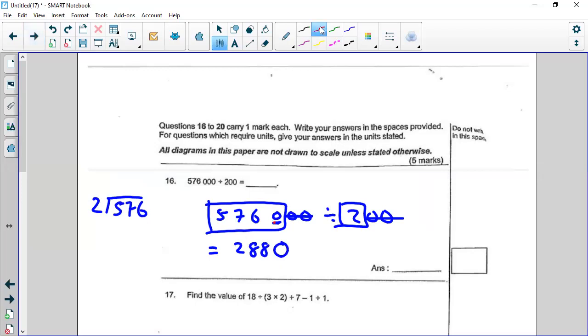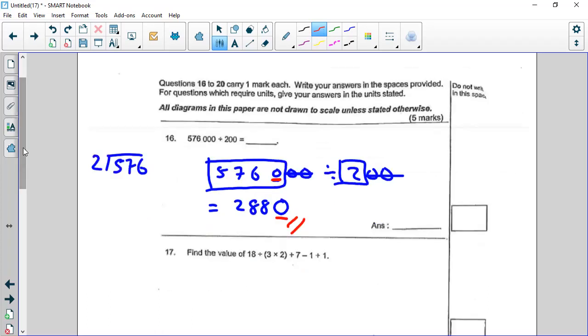576 divided by 2, you will get 288, and then you must put back the 0 that you covered. So your answer is 2,880. If there's any answer that's different from yours, you raise your hand, because sometimes the system may make some careless mistake.